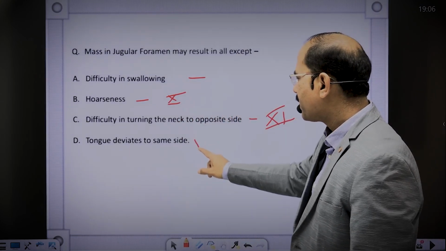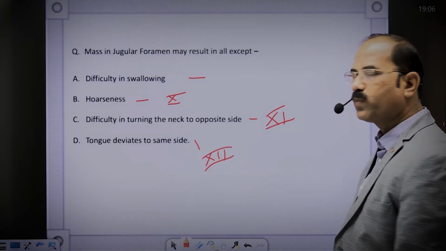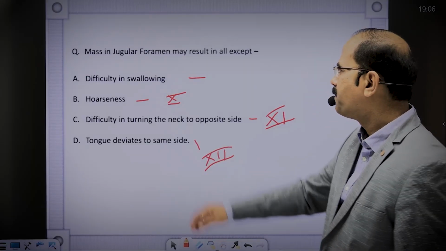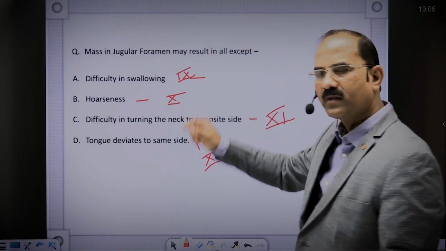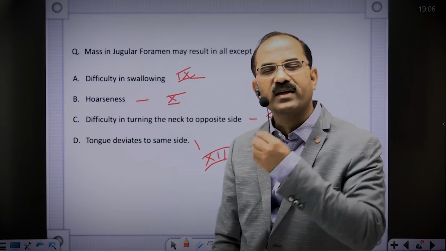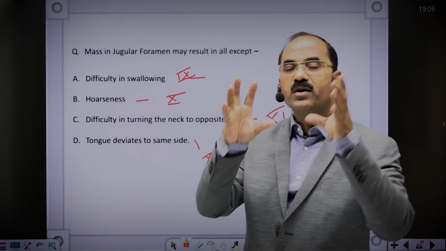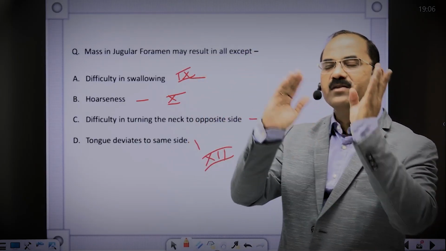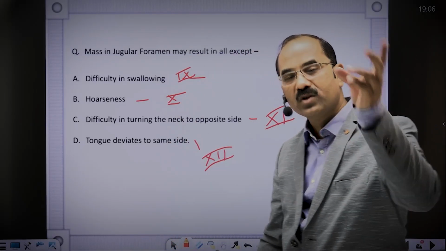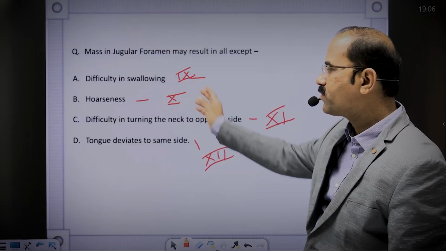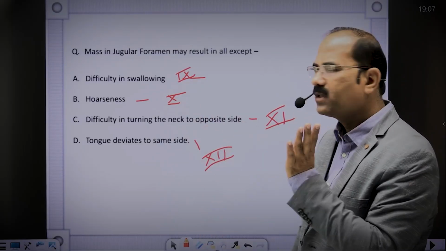Tongue is supplied by which nerve? The 12th nerve, and the 12th nerve passes through which canal? The hypoglossal canal. Difficulty in swallowing: the swallowing is done by which nerve? The 9th nerve. The 9th nerve helps in swallowing, and the gag reflex as well. So if there's a mass in the jugular foramen, which nerves is it going to compress? 9th, 10th and 11th. 9th nerve compression would lead to difficulty in swallowing, 10th nerve to hoarseness of voice, and 11th nerve to difficulty in turning the neck to the opposite side.